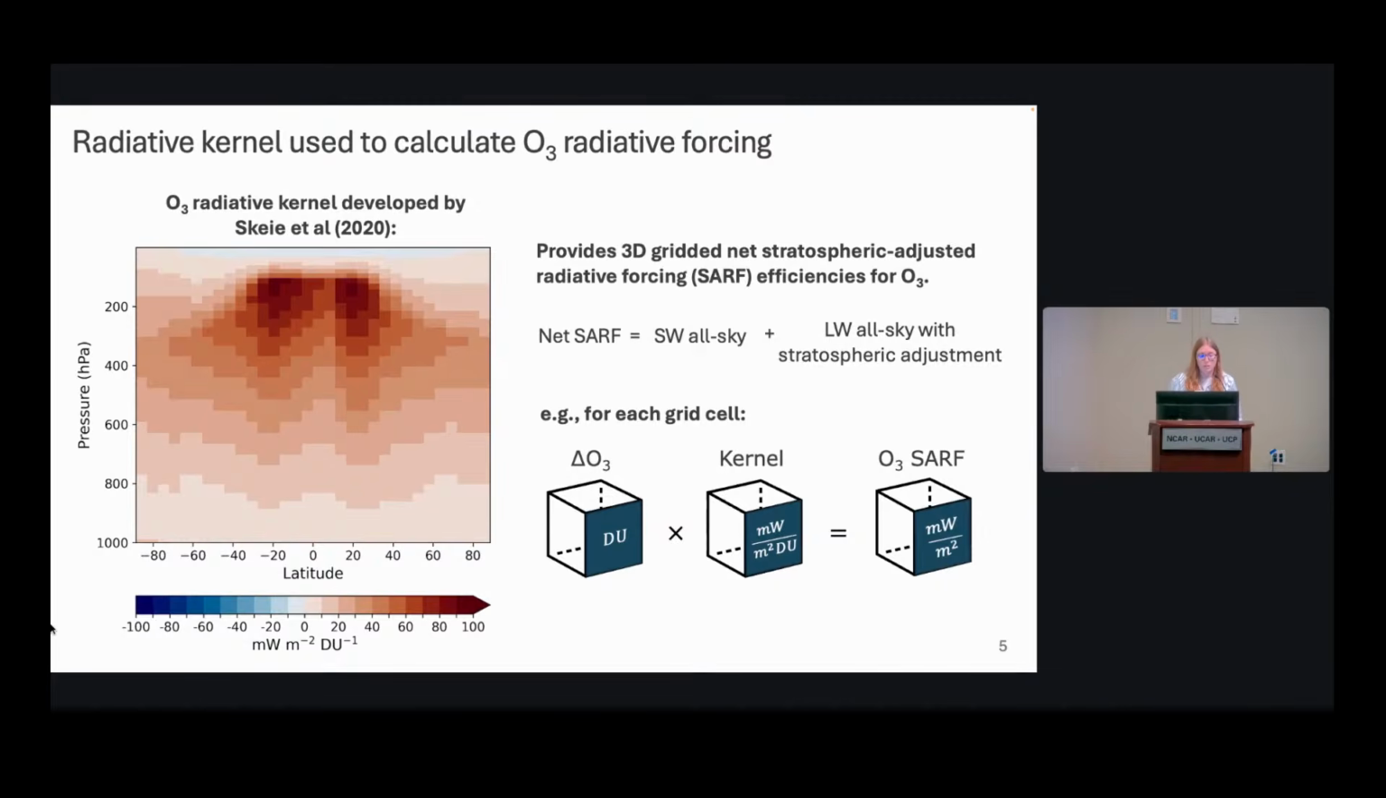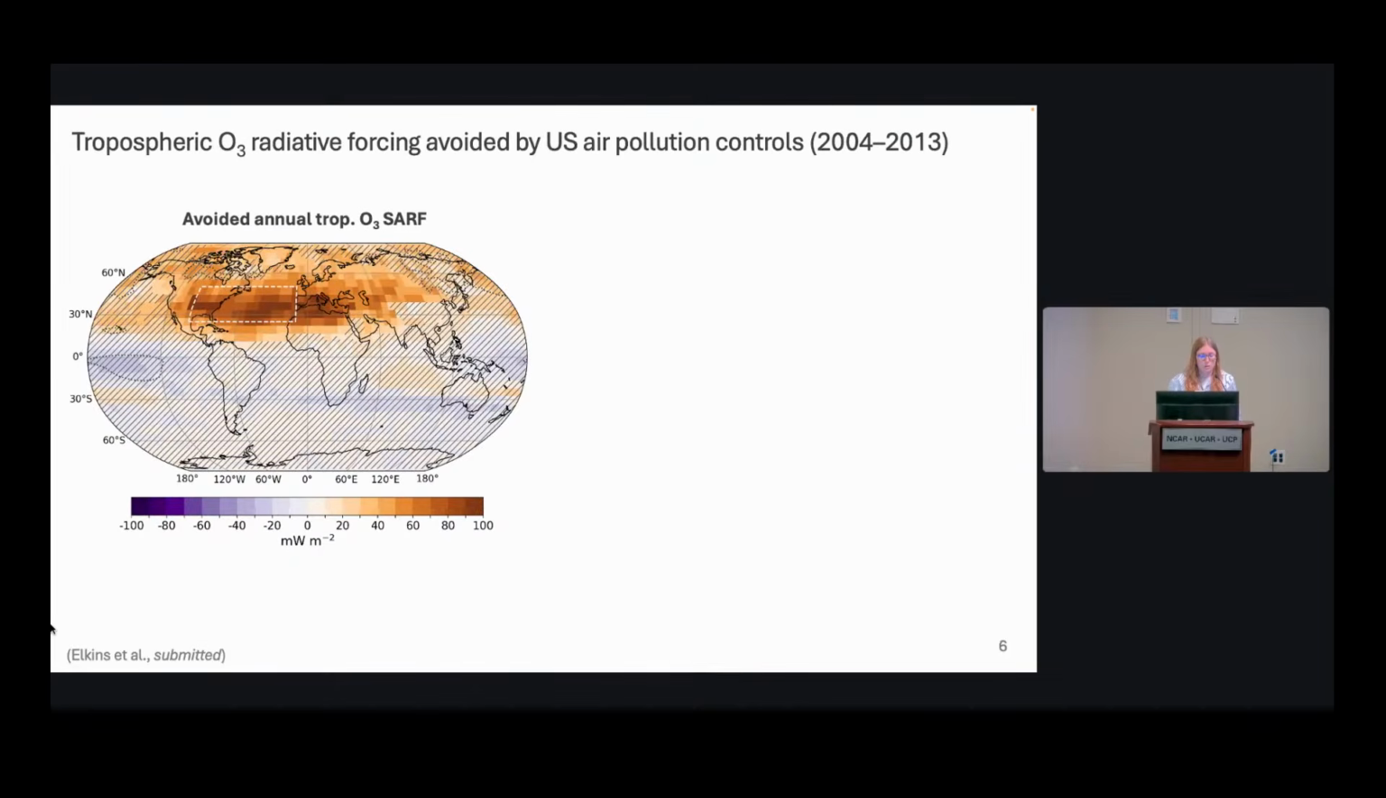The zonal mean image of the ozone radiative kernel here on the left-hand side illustrates that the radiative efficiency of ozone is not the same everywhere, and it's most powerful as a greenhouse gas in the tropical upper troposphere. So here are the results of that kernel application to our ozone perturbation. Now I'm showing the avoided annual tropospheric ozone SARF, which again is just the ensemble mean difference between the world avoided and historical simulations with the kernel applied. The hatching again is where the signal is not robust to internal variability.